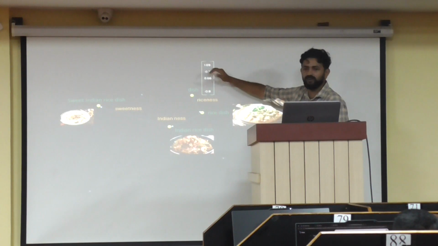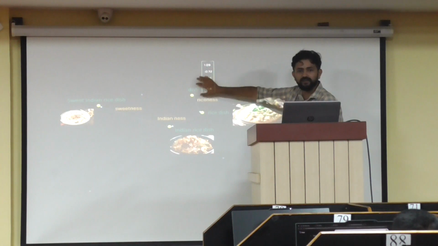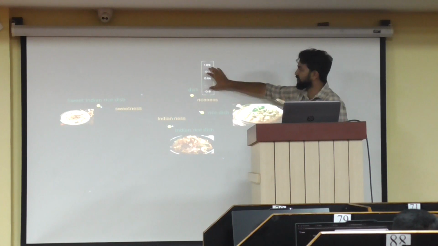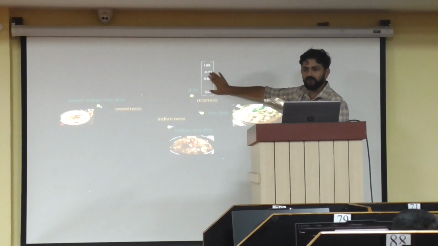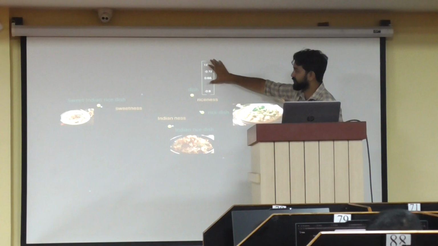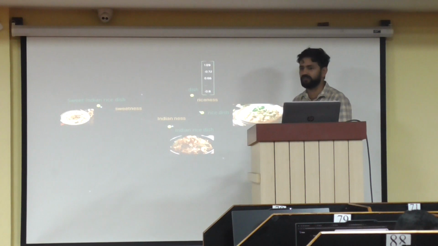A dish is sweet, it can have taste. So this preserves the meaning. That means this word is preserving the meaning of the word sweet, preserving the meaning of this dish. In this picture, these numbers are representing its attributes: what is the flavor, what is the country of origin.